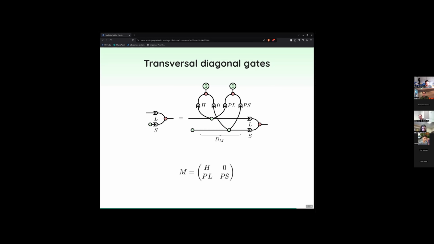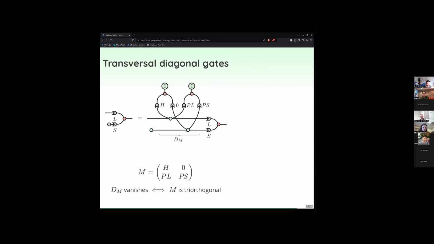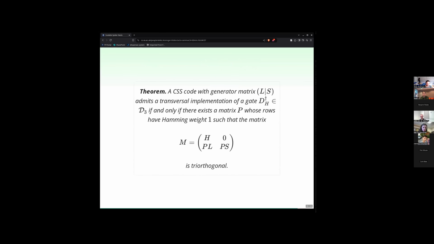Okay, so this says that P is a transversal implementation of H if and only if this equation above is satisfied, which is true if and only if M is triorthogonal. So this unitary dm vanishes if and only if M is triorthogonal. Okay, so you can use that to state this as a theorem.